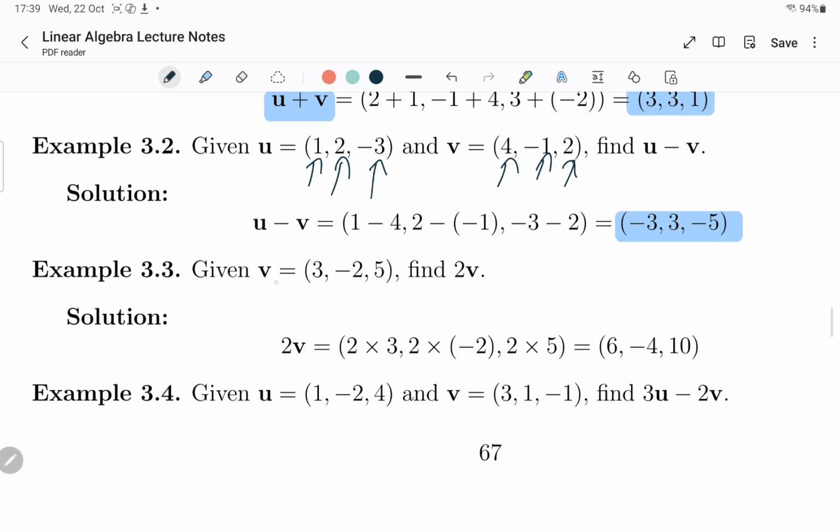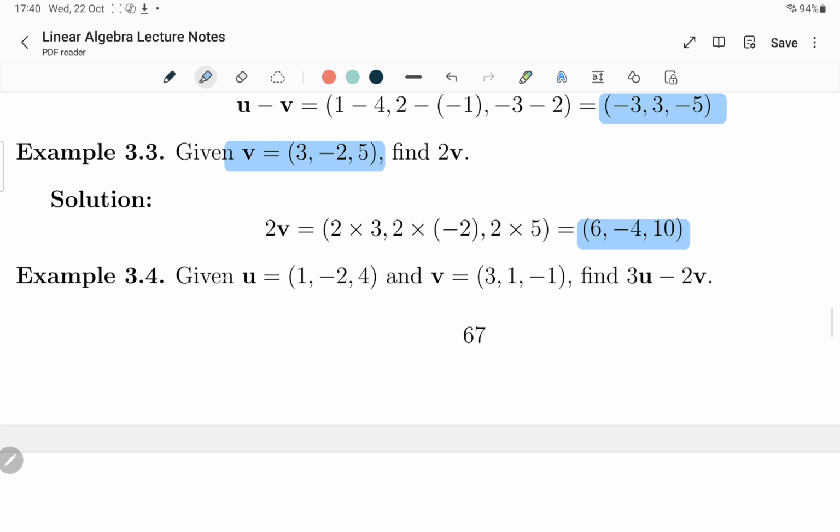And similarly you have a vector v, and if you want to multiply it with 2, each element will be multiplied by 2. 2 multiplied by 3 is 6, 2 multiplied by -2 is -4, and 2 multiplied by 5 is 10. So you got this answer.